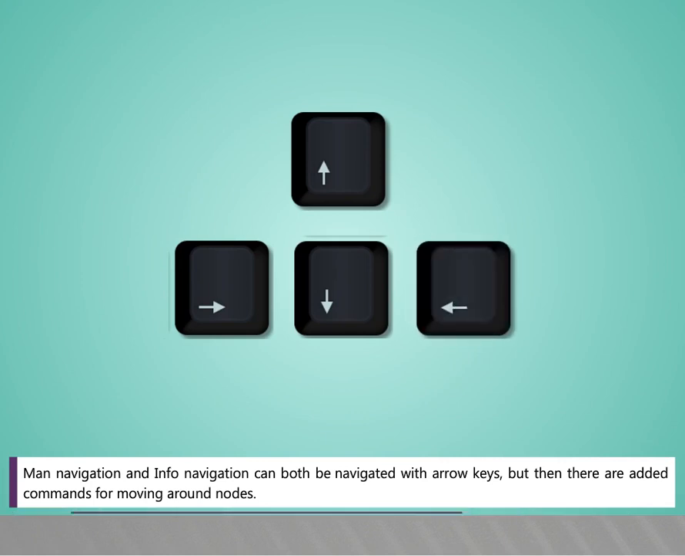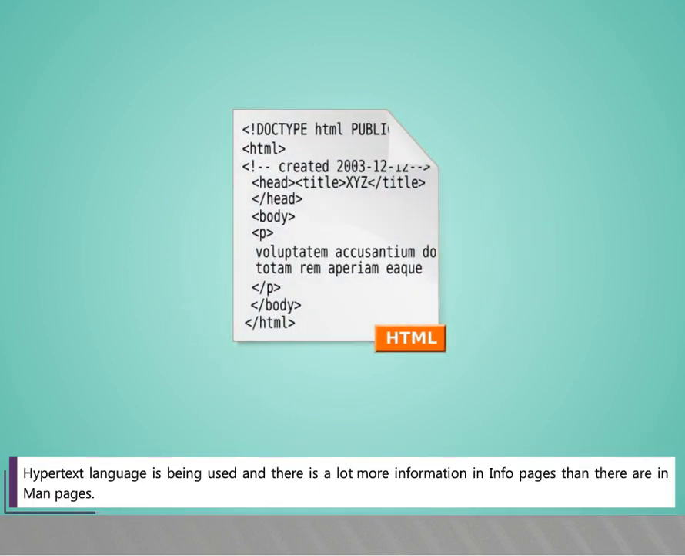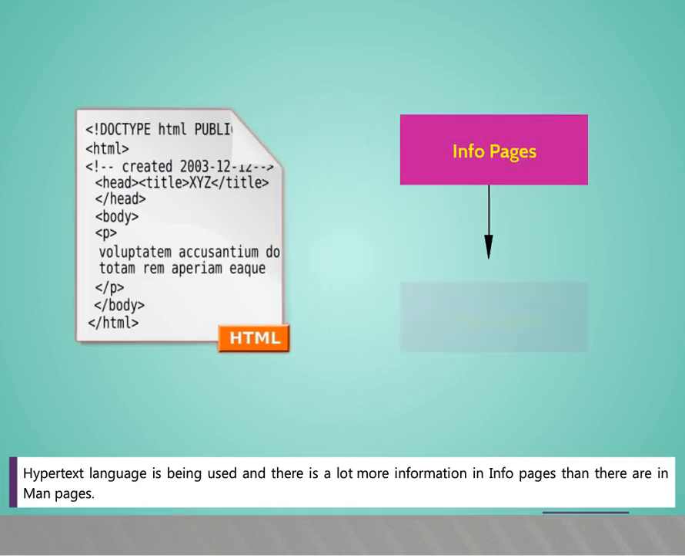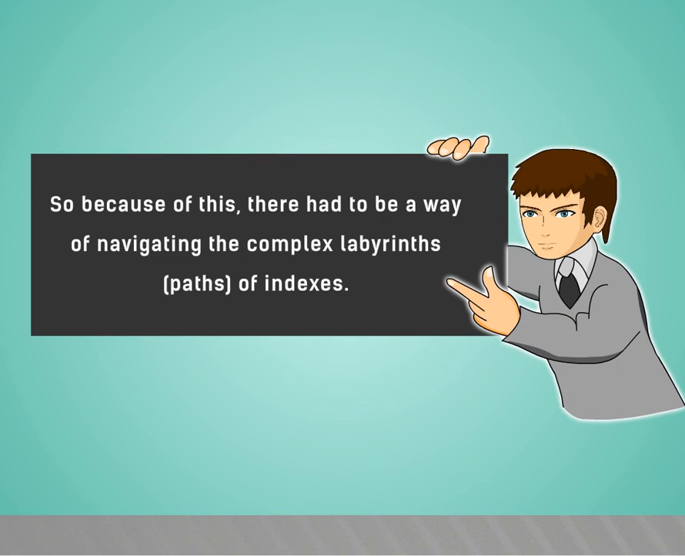Man navigation and info navigation can both be done with arrow keys, but then there are added commands for moving around nodes. Hypertext language is being used and there is a lot more information in info pages than there is in man pages. Because of this, there had to be a way of navigating the complex labyrinths of indexes.